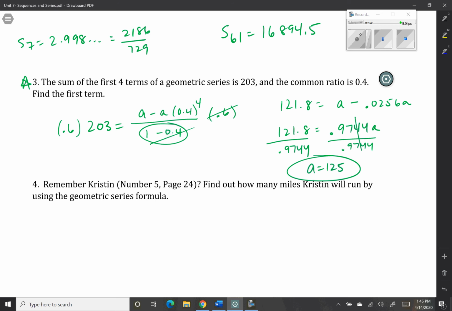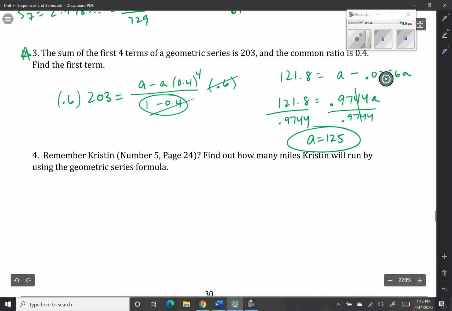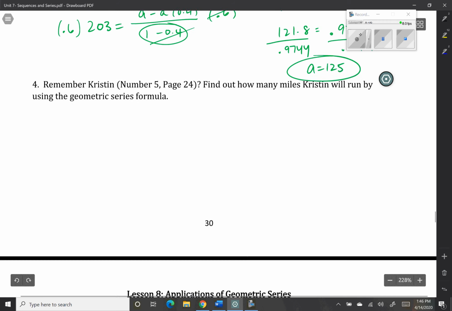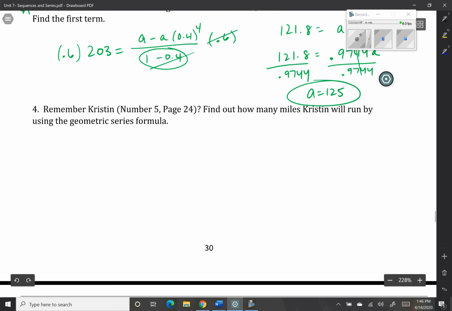Number 4 has us going back to page 5 in our book. It says find out how many miles Kristen will run using the series formula. So on page 5, here, let me just grab my book. All right, so number 5 on page 24 tells us that Kristen is running 8 miles in week 1. So the first term is 8. It says each week she's increasing by 10%, so her common ratio is 1.1. And it wants us to do this for 6 weeks, so the end value is 6.